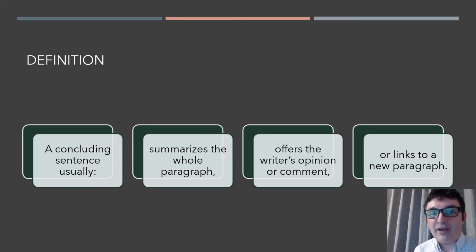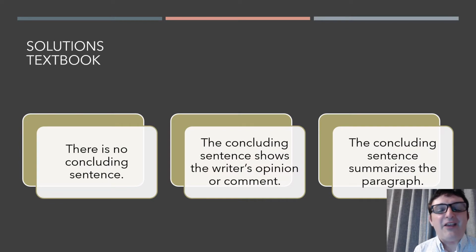When we're talking about the solutions textbook, it's slightly different. The solutions textbook has three main types of concluding sentence. The first is that there is no concluding sentence. That's okay with short paragraphs. You'll sometimes find that there is no concluding sentence, so please be aware of that. Usually in academic reading, you would expect there to be some kind of concluding sentence, but in our examples in the textbook, there are many occasions where there is none.